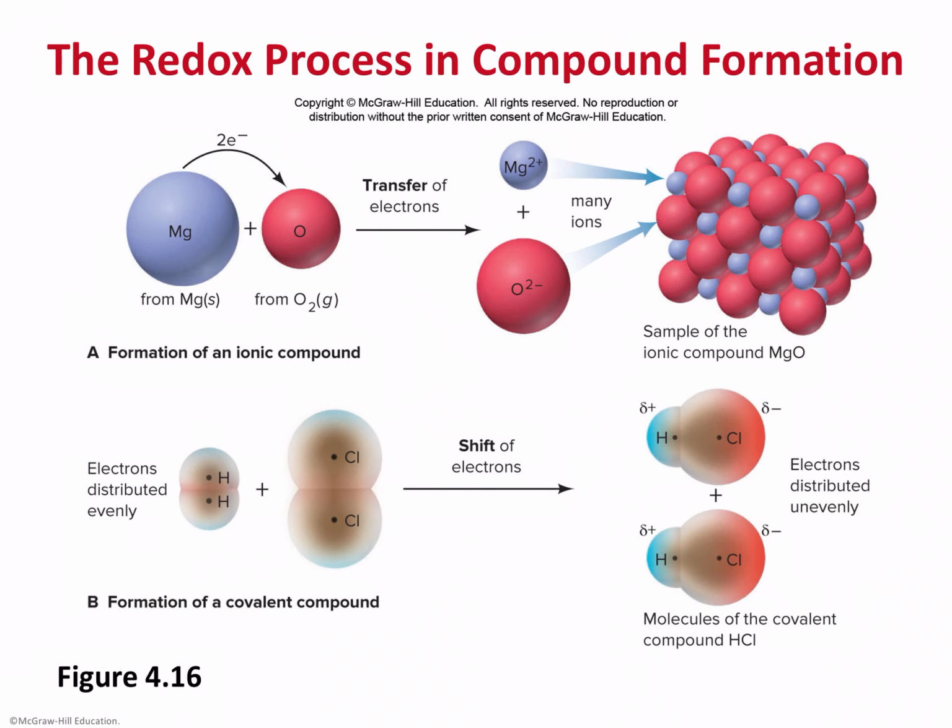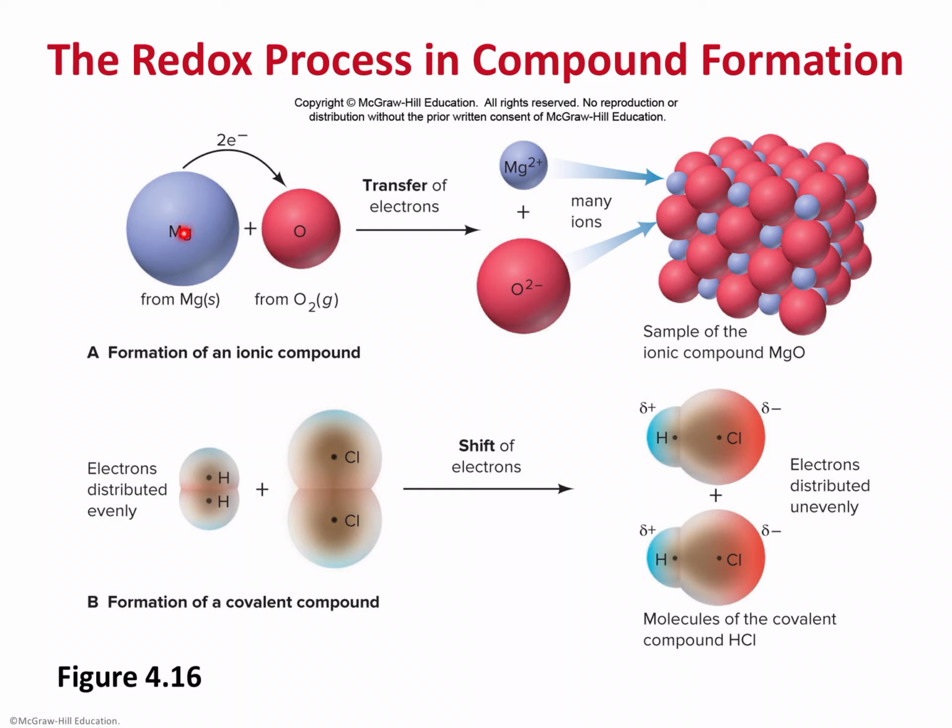Now let's look at the redox process in the formation of magnesium oxide. Magnesium is in group 2, oxygen is in group 6. So group 2 elements would like to lose 2 electrons and become a plus 2 charge, and for group 6 elements, the most common ion that they make is negative 2 by gaining 2 electrons. So magnesium gives 2 electrons to oxygen.